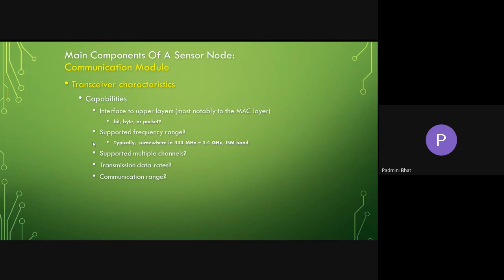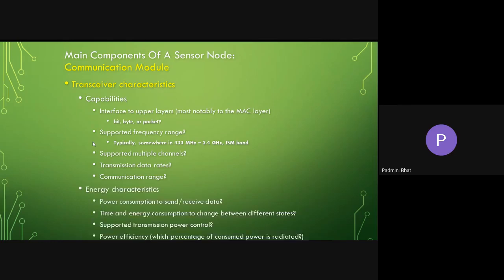Then what is the transmission data rate? That has to be decided in the beginning. Then what is the communication range? How long can we transmit? How far?